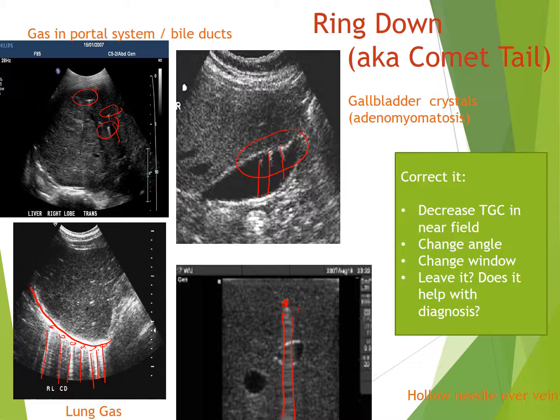So again, with comet tail, same thing as reverberation, but it's going to look more like a solid line coming down with all those little spaces squeezed out. Reverberation is going to be more widely spaced reflectors, but equal distance apart.